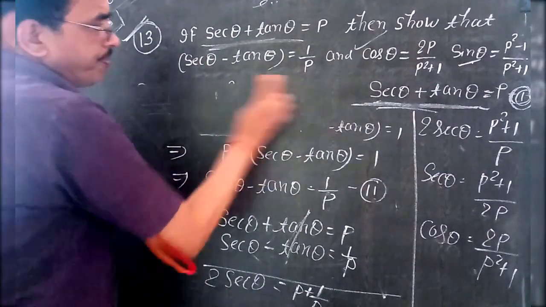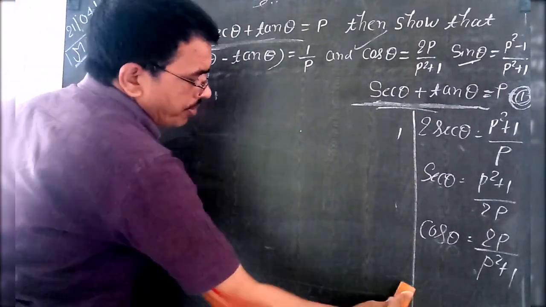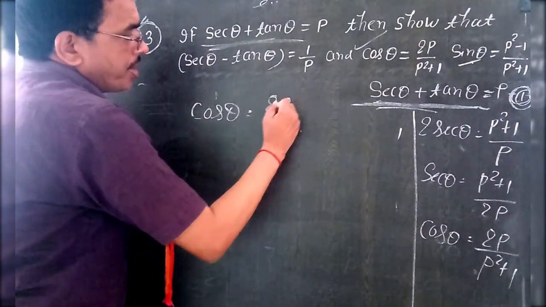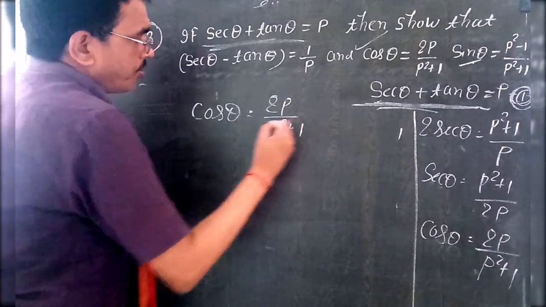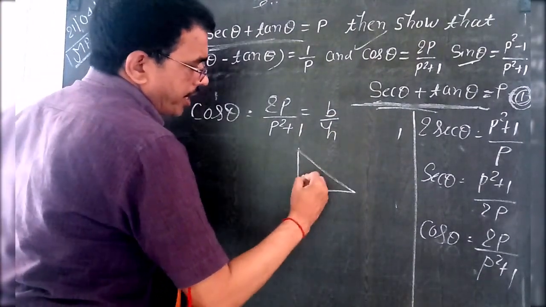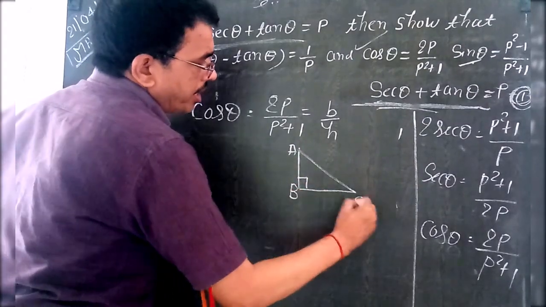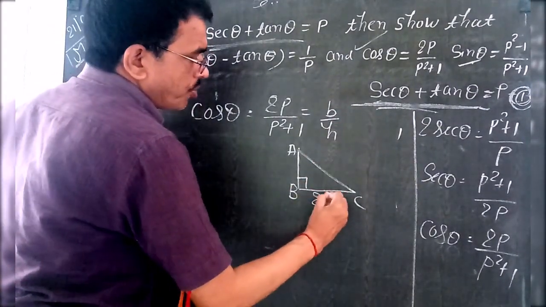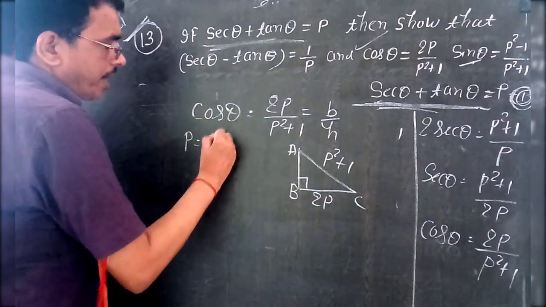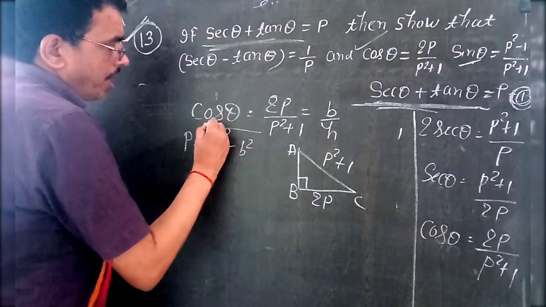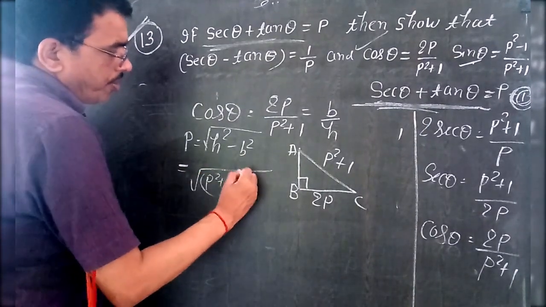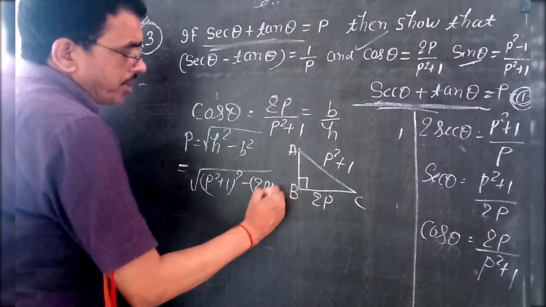Then by first chapter you can find the value of sin theta, that is cos theta is equal to 2p by p square plus 1, and it is equal to b by h. So draw a figure, right angle triangle ABC, B is right angle, and it is b by h. So b is 2p and h is p square plus 1. So you can find perpendicular, that is square root of h square minus b square, and it is equal to h square, that is p square plus 1 whole square minus 2p whole square.